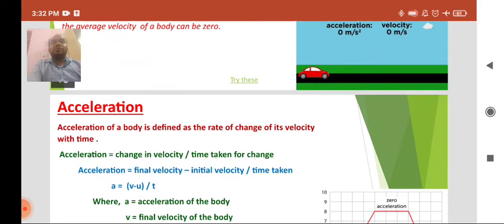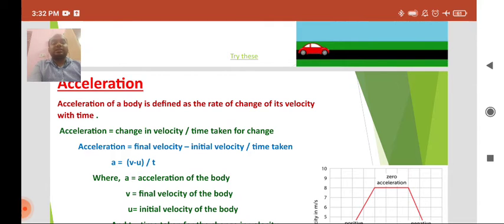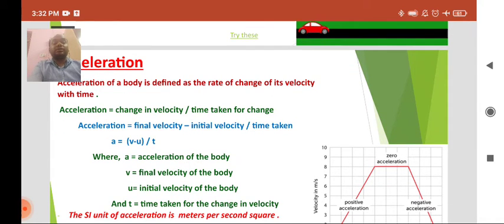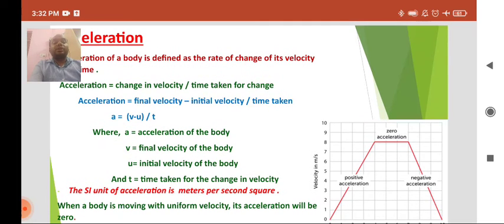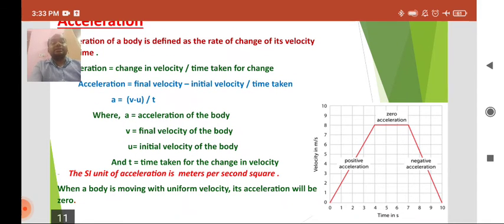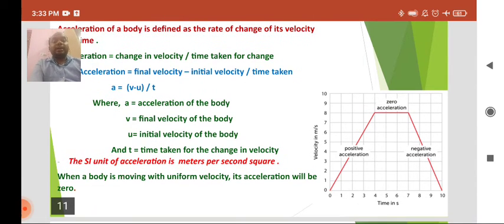taken. a is equal to (v minus u) upon t, where a is called acceleration of the body, v is equal to final velocity of the body, u is called initial velocity of the body, and t is equal to time taken for the change in velocity. So the SI unit of acceleration is meter per second square. Acceleration is a vector quantity, and when a body is moving with uniform velocity, its acceleration will be zero.